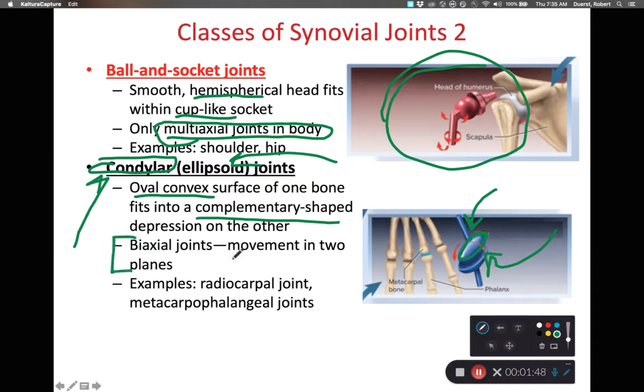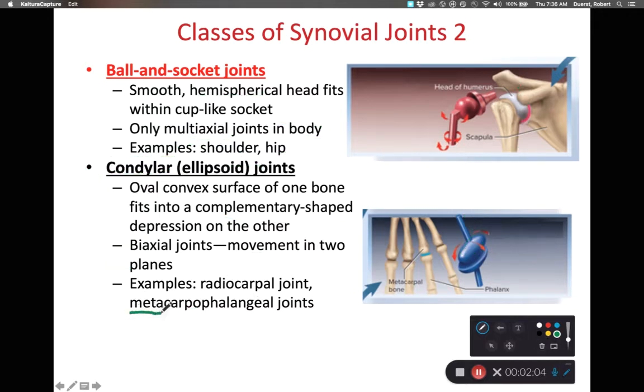These condylar joints are biaxial joints, meaning that they give us movement in 2 separate planes. Some examples of these include the radiocarpal joints between the radius and the carpals, or the metacarpophalangeal joints. That's a mouthful right there. There's a tongue twister. I'm going to say it slowly. Metacarpophalangeal joint. There we go.